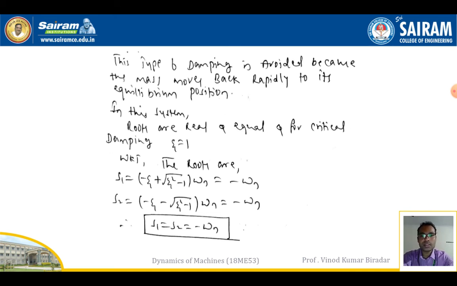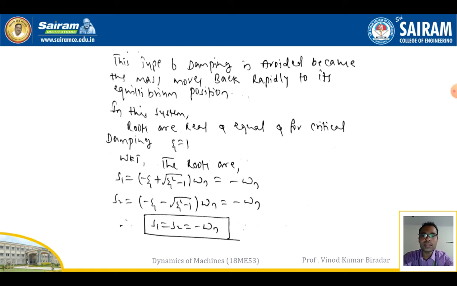In this system the roots are real and equal, and for the critical damped system zeta is equal to 1. This line you have to remember by heart, or however you want, just remember this. In the critical damped system the roots are real and equal, and the zeta value is equal to 1. These three points are very important in a critical damped system. Therefore we know that the root s1 is equal to minus zeta plus square root of zeta square minus 1, into omega n.